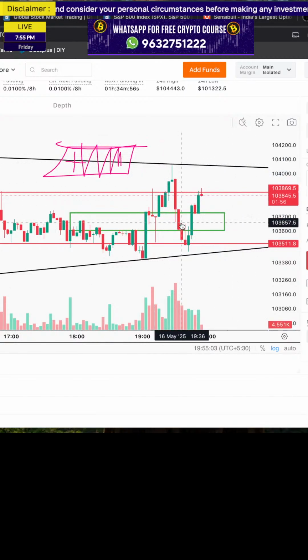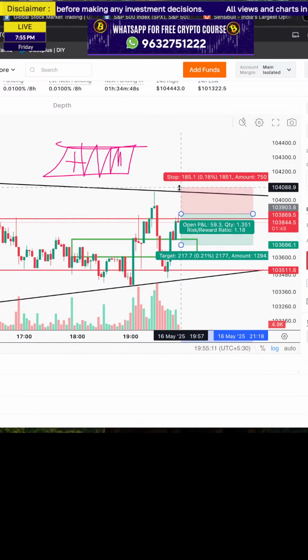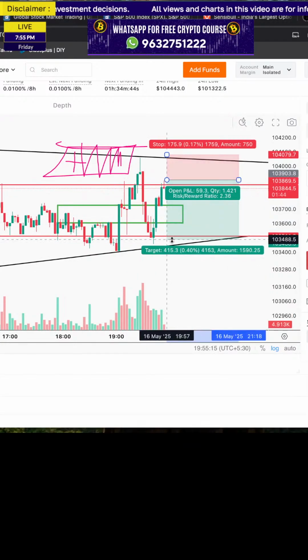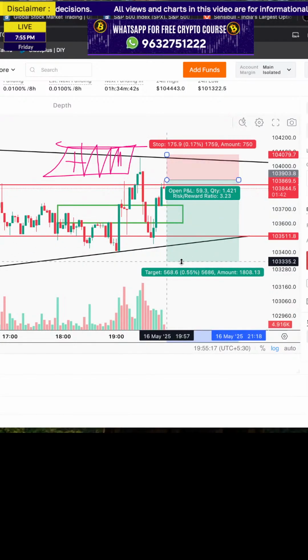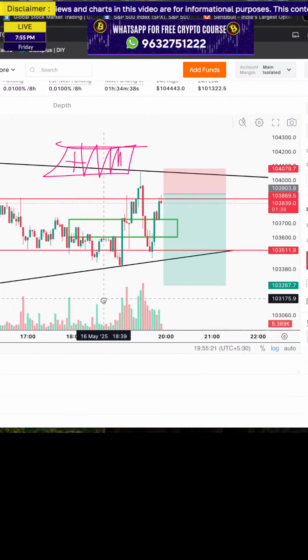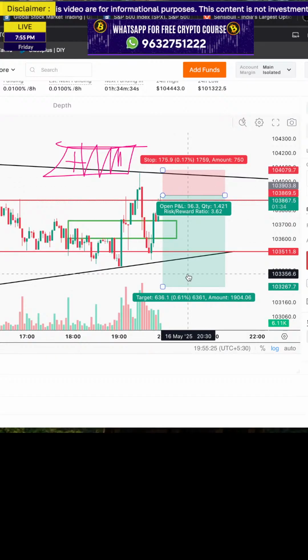Only one thing we can say is, okay, this is a range here. I'm not saying that we are going to take this entry, I'm just saying this is one trading setup we can take, and we might have to hold on up to this zone. Okay, risk is 175, reward is 600.